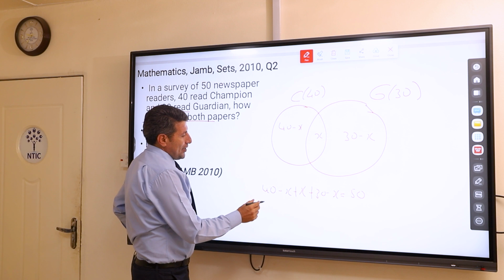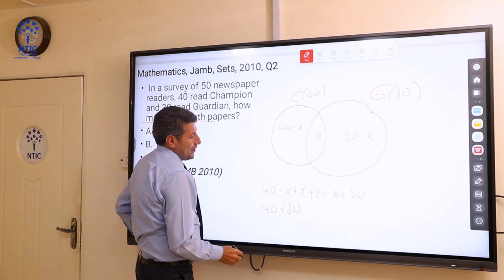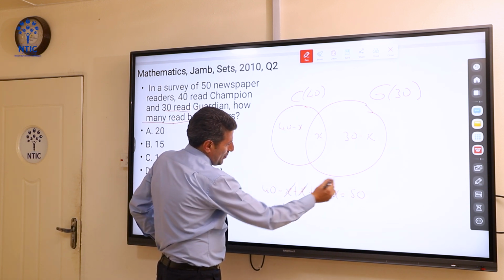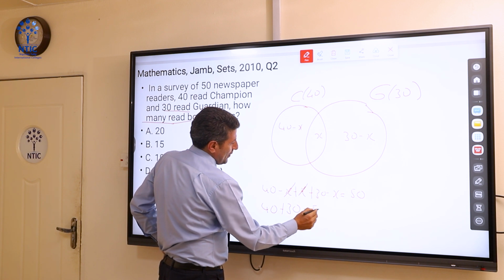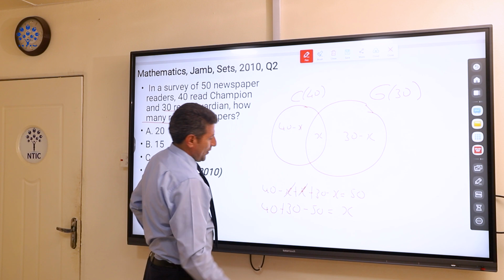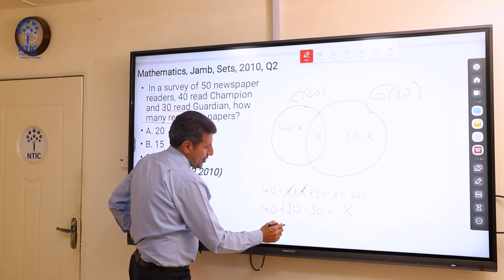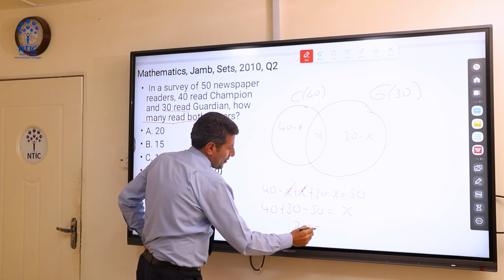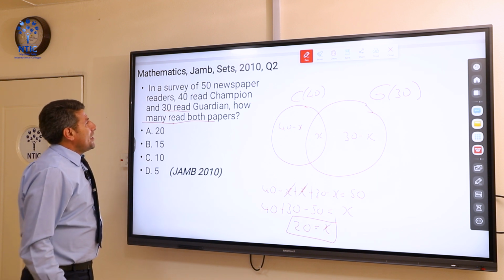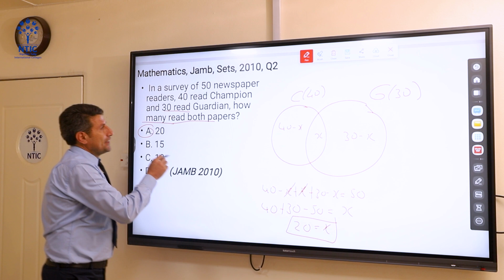Then let's collect like terms. So 40 plus 30. Here you can see minus X plus X will go. Then I bring that 50 here, minus. Then remaining here minus X, I send it there plus X. Now if you subtract and add here, 40 plus 30, 70 minus 50 will give you 20. So those who read both papers, they are 20. Okay, so that is option A.